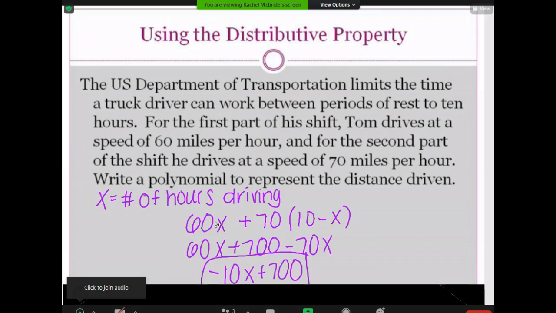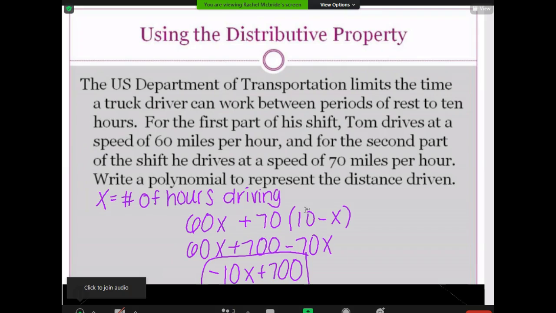So if x is 4, he does 4 hours at 60. And then here, 10 minus 4 would be 6. So that would be 6 hours at 70. So that setup allows us to create a speed and analysis for his time driven.